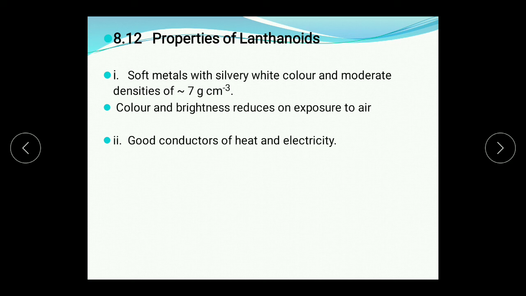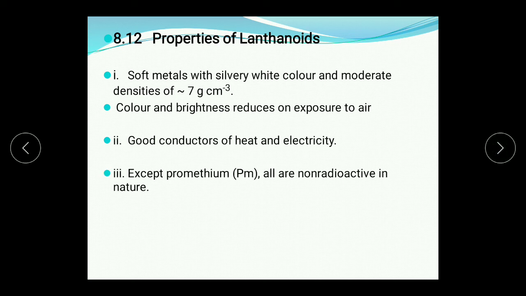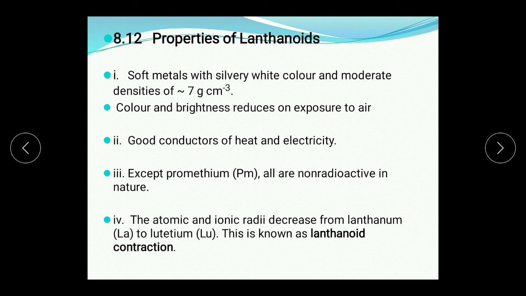These are metals and they are good conductors of heat and electricity. Except promethium, all the lanthanides are non-radioactive. Only promethium is radioactive among the lanthanides. The atomic and ionic radii decrease from the first element to the last element, that is La to Lu, and that is called lanthanoid contraction.